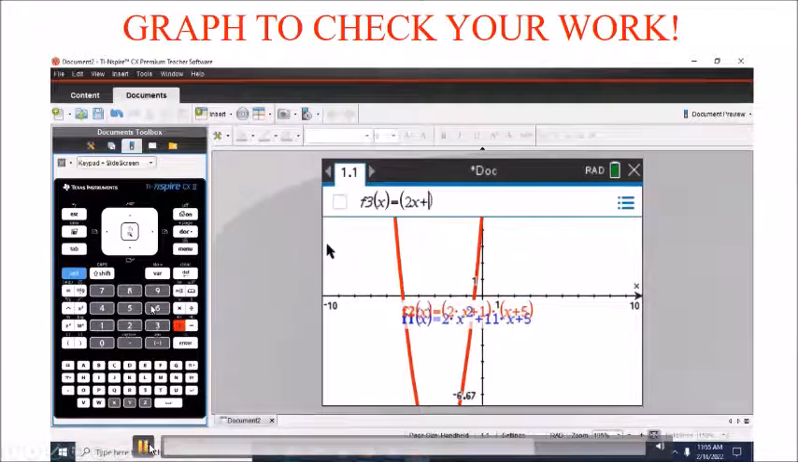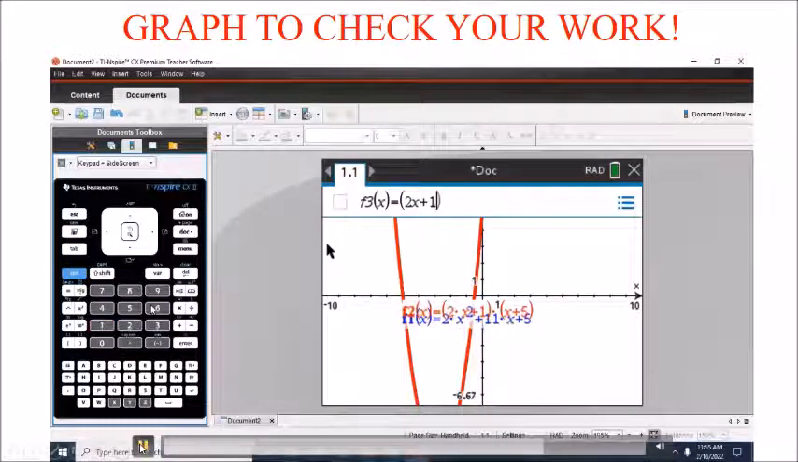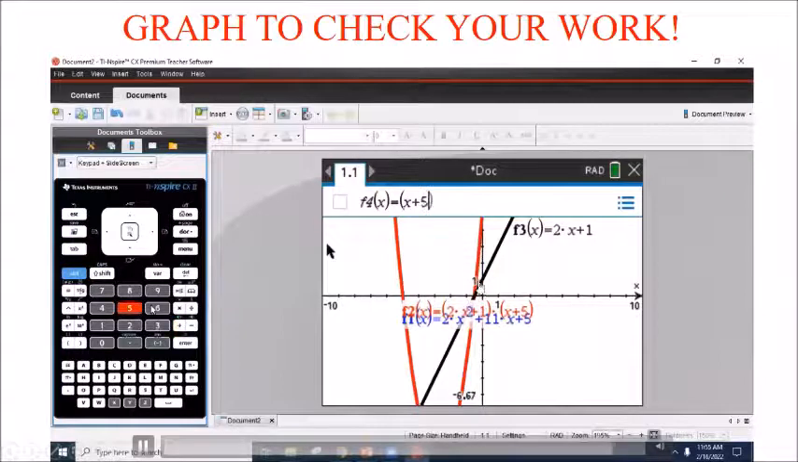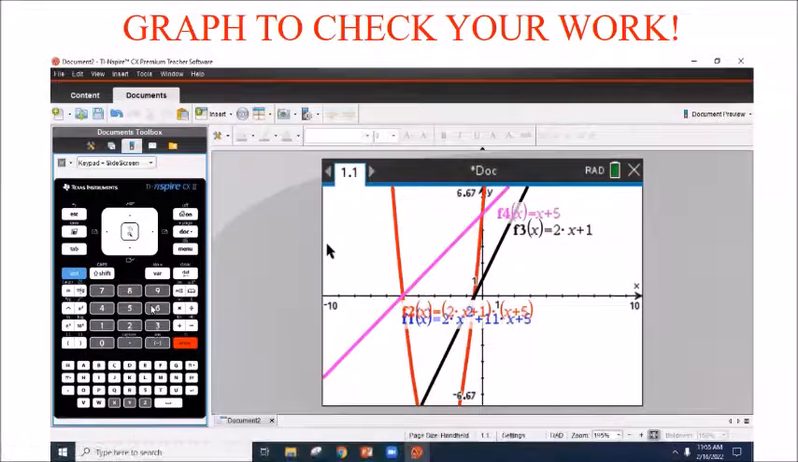Another option that we have is to graph the individual factors. So if I were to graph the 2x plus 1 on the same graph as my question, it's going to give me a straight line. But notice that it shares a common zero. It crosses the graph at the x-axis in the same spot my problem does.